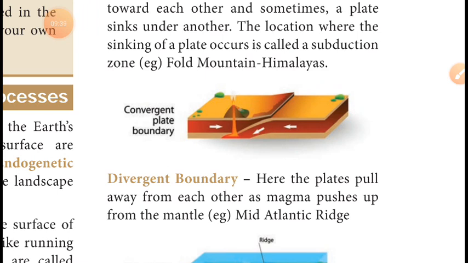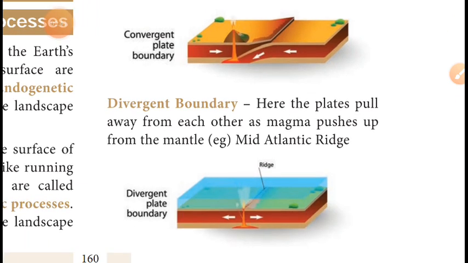The second type of plate boundary is divergent boundaries. With a divergent boundary, plates pull away from each other as magma pushes up from the mantle. Each plate is pulled apart. The magma from the mantle pushes the plates and builds new crust. So that is called a divergent boundary. Example for the divergent boundary: Mid Atlantic ridge.